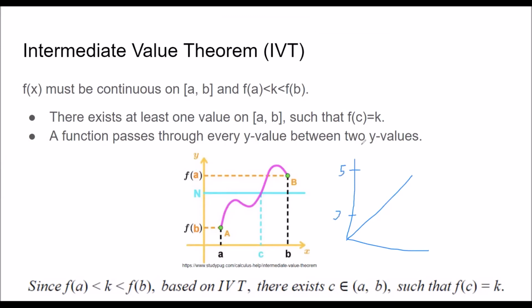Now, if we're given a problem asking whether or not there's an x value such that f of x is equal to 4, let's say 4 is k in this situation, well, there will always be an x value that is equal to 4 because the function is continuous over this interval. And that's essentially what IVT is stating. Now, on the AP test, as proof, you're going to say that since f of a is greater than k, since k is less than f of b, based on IVT, there exists a point such that f of c equals k.